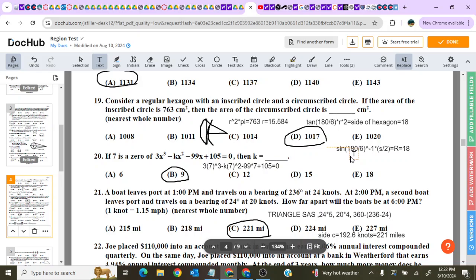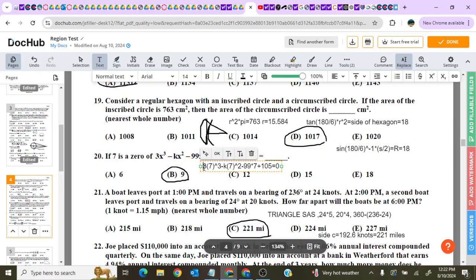If 7 is a 0 of this equation, then what is k? Well, if 7 makes this function equal 0, then just plug in 7 and figure out what k value makes it equal to 0. Just put it in EQ solver. Simple as that.